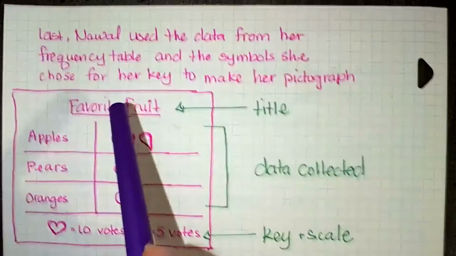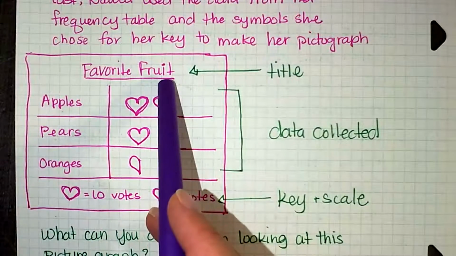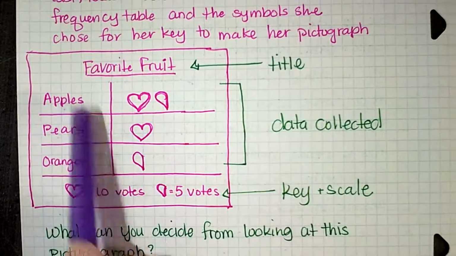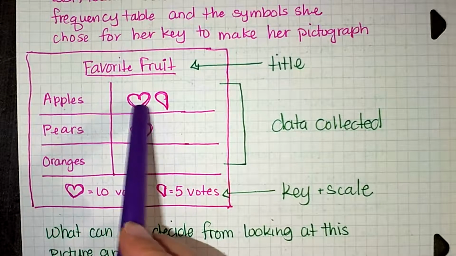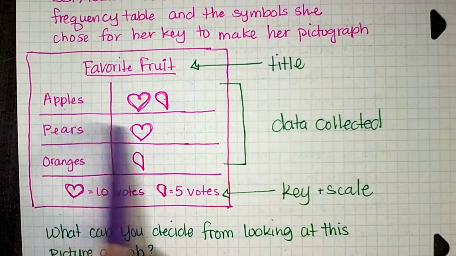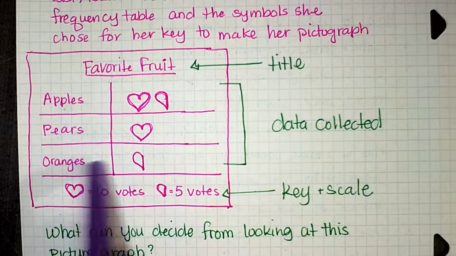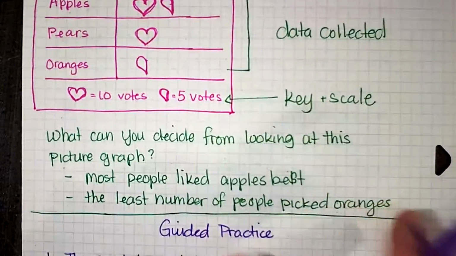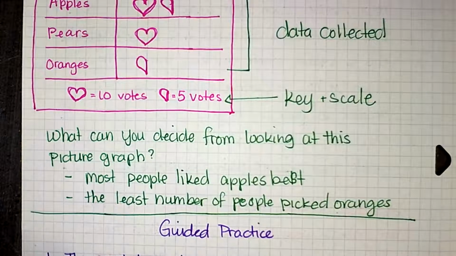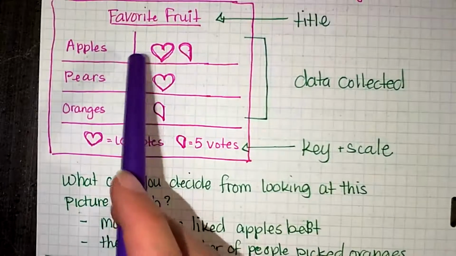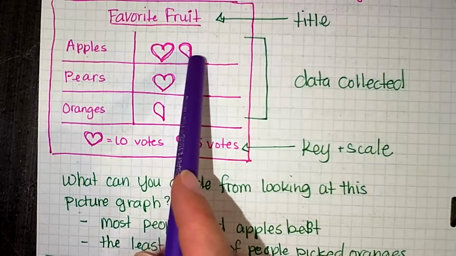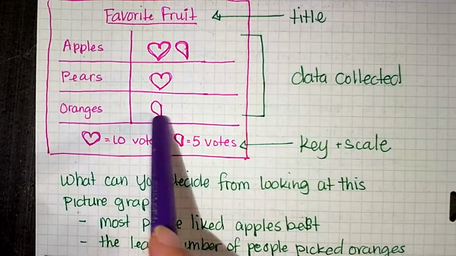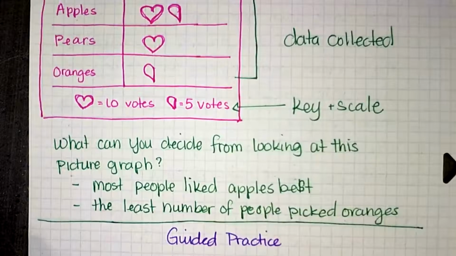So last, Noelle used the data from her frequency table and the symbols she chose for her key to make her pictograph. So again, here we have the title, we have the data collected, and we have the key and the scale. So apples, we said had 15, so add a whole heart and a half heart. Pears had 10, so it had 1 whole heart, and oranges had 5, so that was a half heart. Now, what can we decide from looking at our graph? We can take a look at this, and right away we're able to see that apples were the most favorited one. Most people preferred apples, and the least number of people picked oranges.